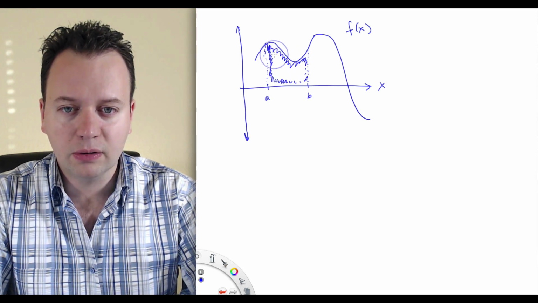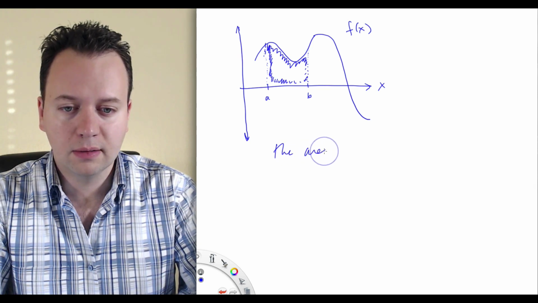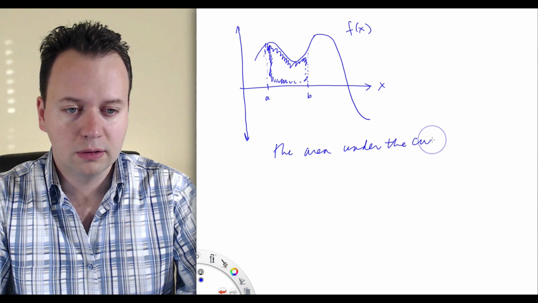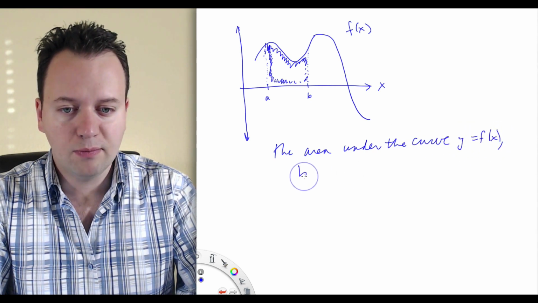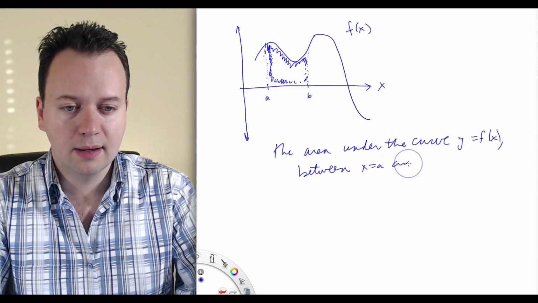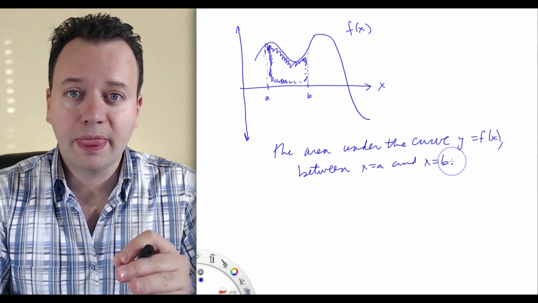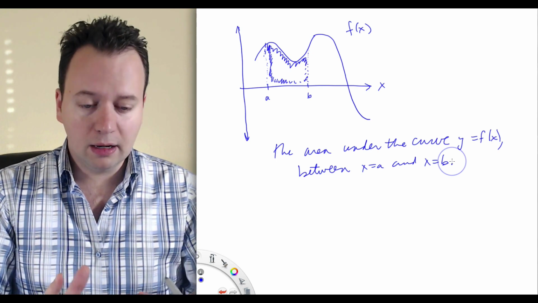This is typically called the area under the curve. So under the curve y is equal to f of x, and between x is equal to a and x is equal to b. With a caveat that if the curve is below the x-axis, it's counted as negative.